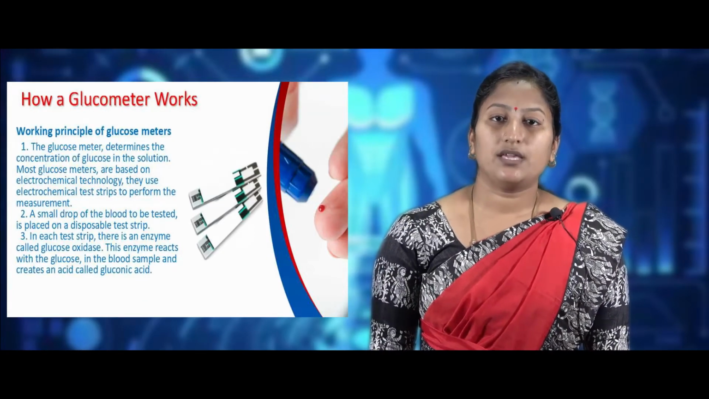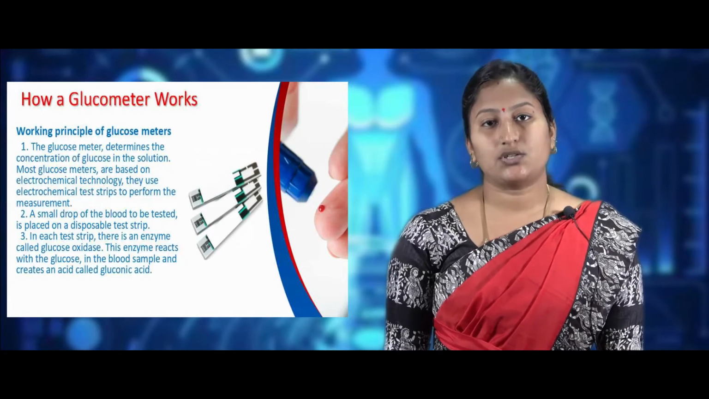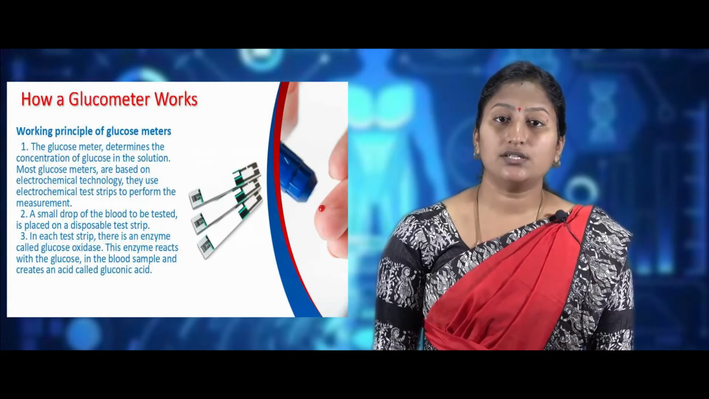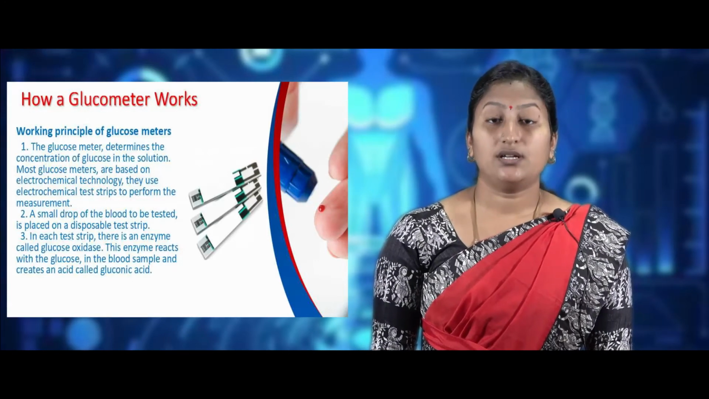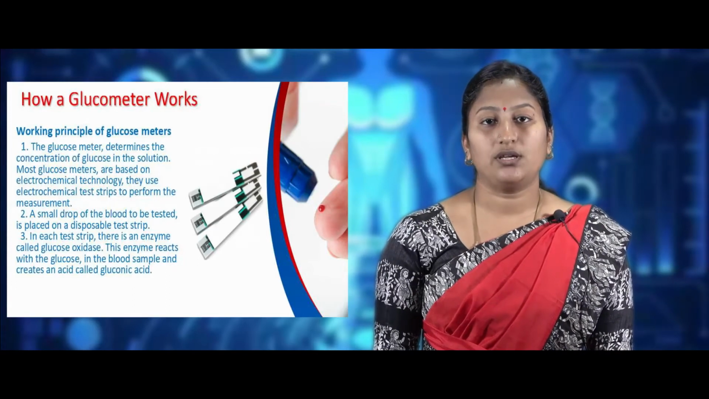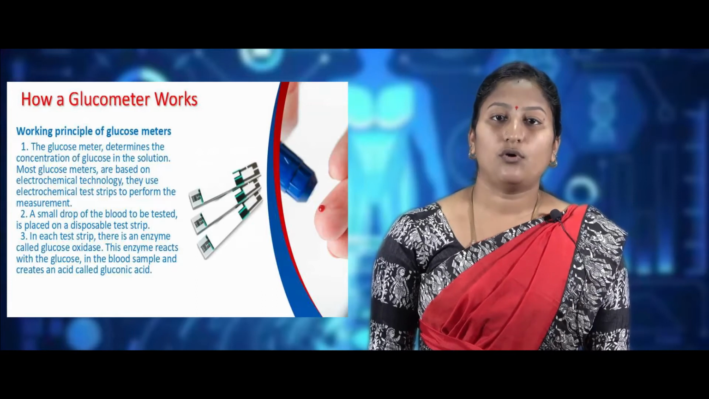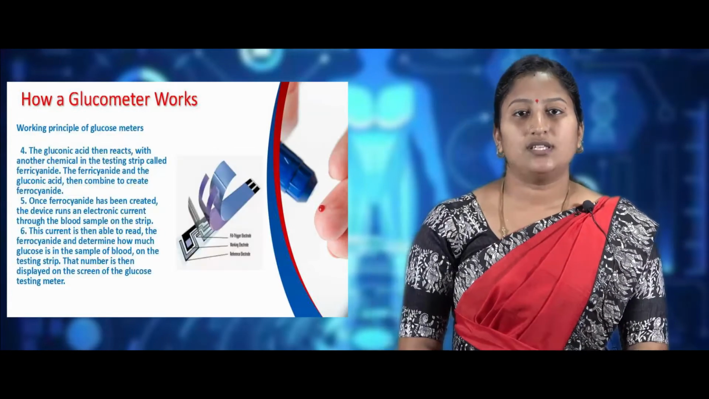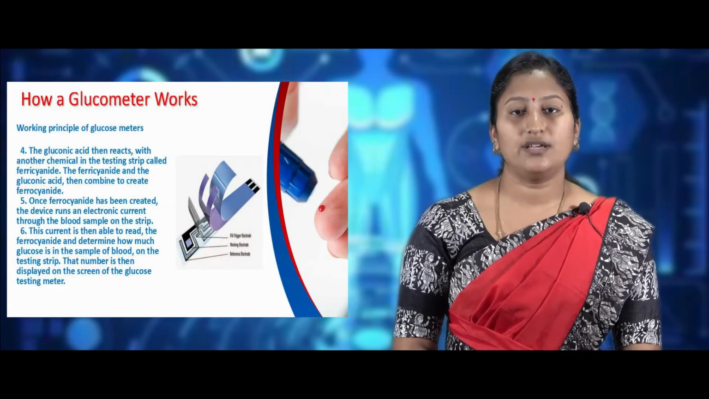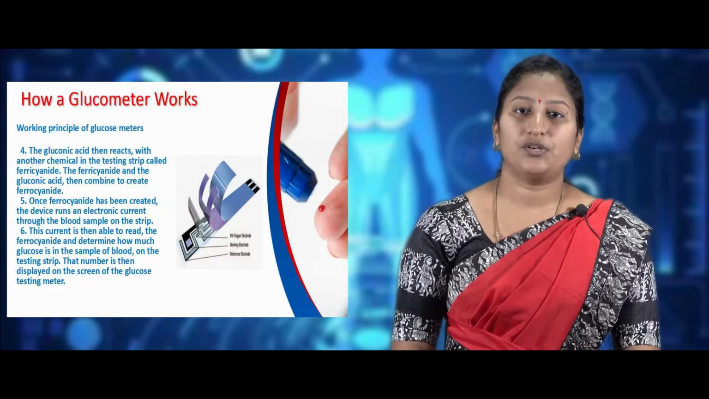Most glucometers make use of electrochemical technology and they use electrochemical test strips to perform the measurement. A small amount of the blood sample to be tested is placed on the disposable test strip. In each test strip, there is an enzyme called glucose oxidase which reacts with the blood sample to form an acid called gluconic acid. This gluconic acid reacts with another chemical in the test strip called ferricyanide. Ferricyanide and gluconic acid combine to form ferrocyanide.